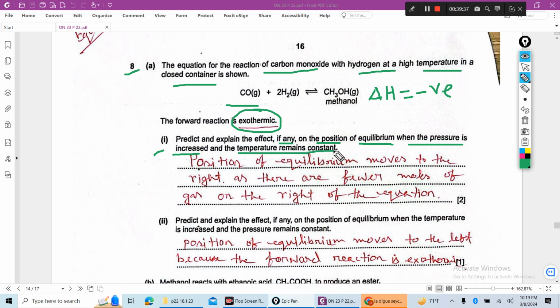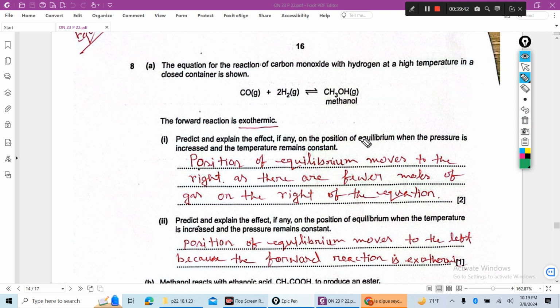What will be the effect on the position of equilibrium if the pressure is increased? On the left hand side, 1 mole plus 2 moles, 3 moles; right hand side, 1 mole. Pressure is increased, so equilibrium will go from left to right. The position of equilibrium moves to the right, as there are fewer moles of gas on the right hand side of the equation. There is a smaller number of gas molecules or moles on the right hand side.